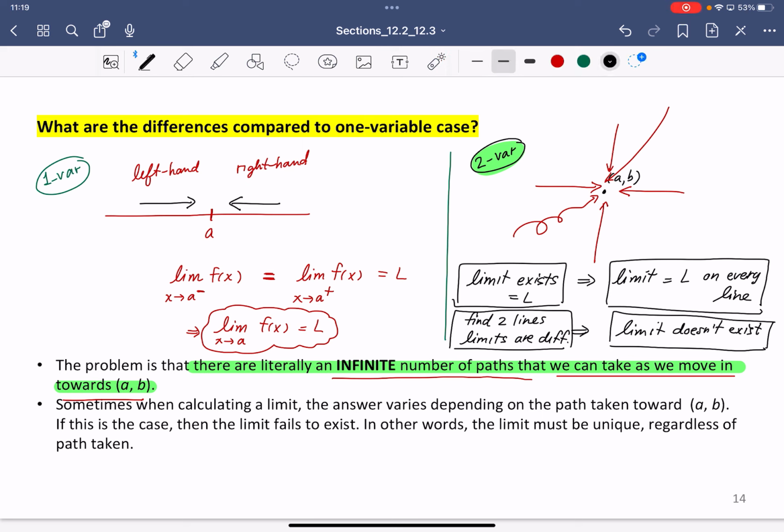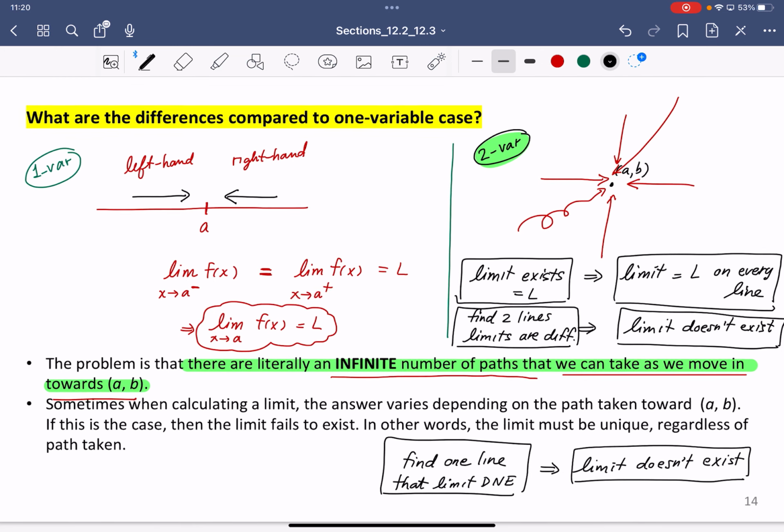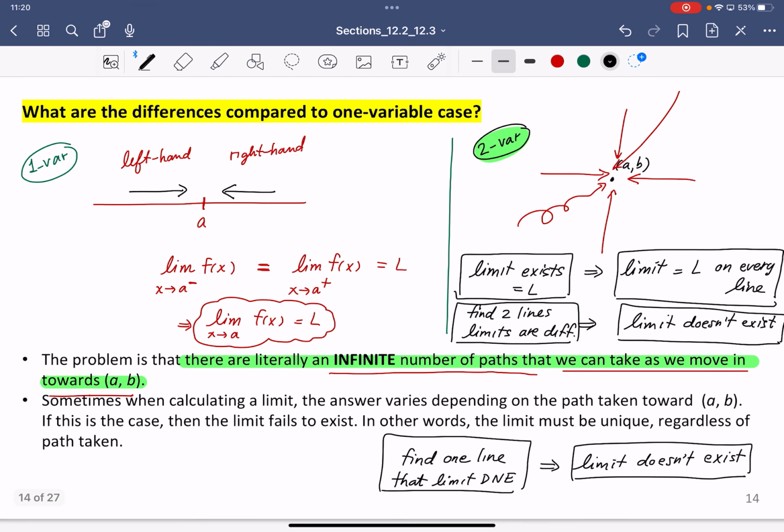Or even if you find one line where the limit does not exist, then it can be concluded that the limit does not exist as well. The limit does not exist as well if you find one line where the limit does not exist.